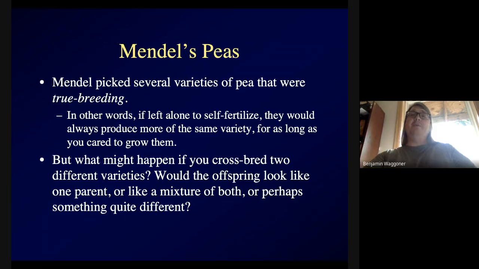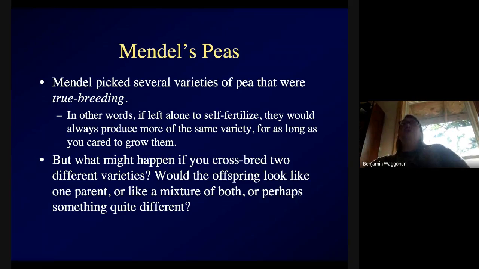But he wondered what would happen if you crossed two different varieties. What would happen if you took a dwarf pea and crossbred it with a tall pea? Would you get all tall or all dwarf, or some tall and some dwarf, or all medium, or tall and medium and dwarf, or something quite different? You could make a lot of hypotheses as to what you would get if you crossbred two varieties with very different traits.